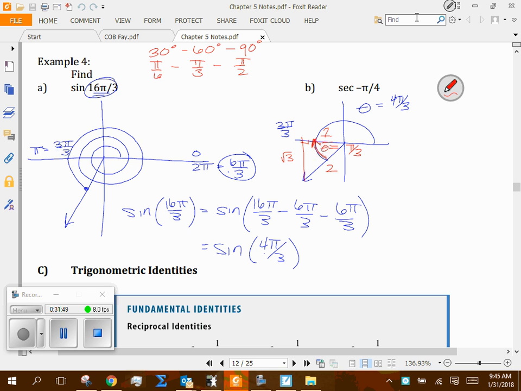So now if I want sine of 4 pi over 3, I'm going to reference what sine of pi over 3 is. Referencing sine of pi over 3 would be opposite over hypotenuse, right? Radical 3 over 2. But what is that radical 3 really going to be in this picture? It's going to be negative. The sine is negative in the third quadrant. So that's it. It's a way of organizing your work.